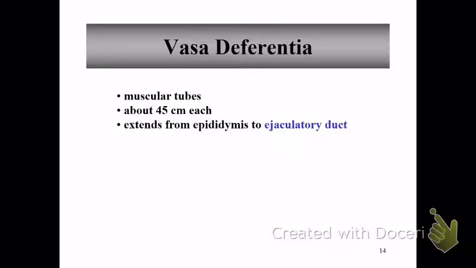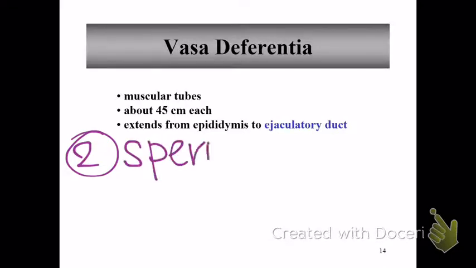Okay, second thing I want you to know about the vas deferentiae or the vas deferens, that is also where sperm mature at. So the spermies are still maturing.